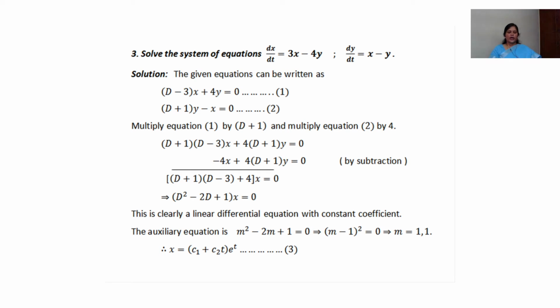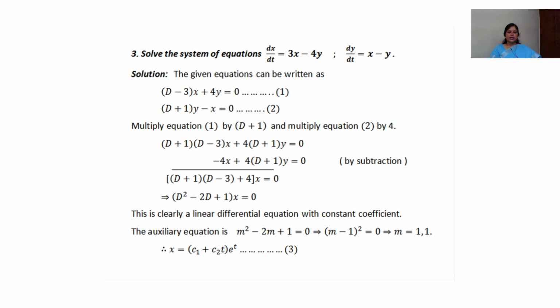Again we are getting y common values. So here both the y terms have a plus, that's why we are going for the subtraction. Subtract these two equations, we'll get (D plus 1) into (D minus 3) minus 4 minus 4 becomes plus 4 here into x, then the y term will vanish here, is equal to 0. If you simplify this, we'll get (D square minus 2D plus 1) into x is equal to 0.